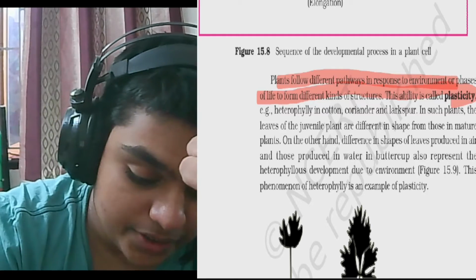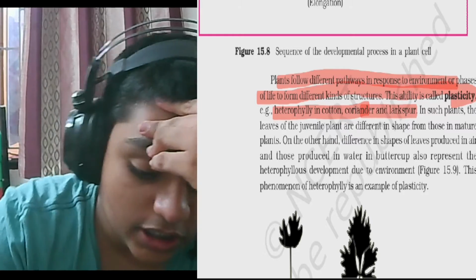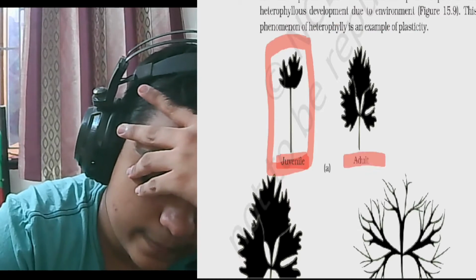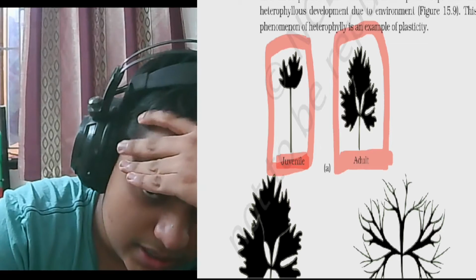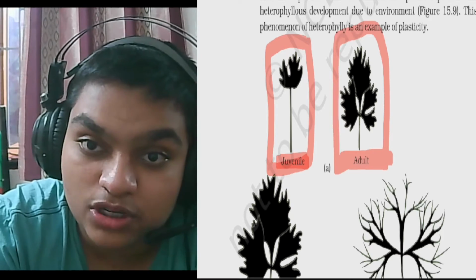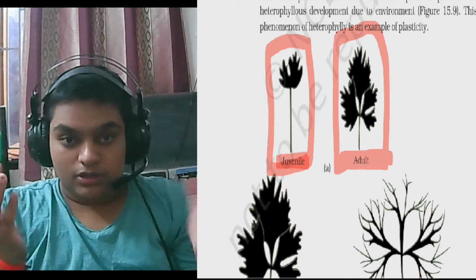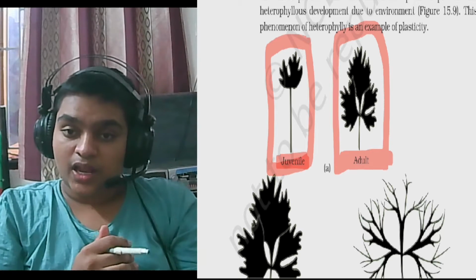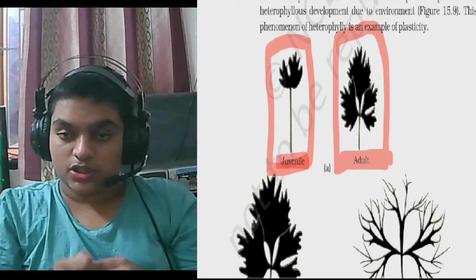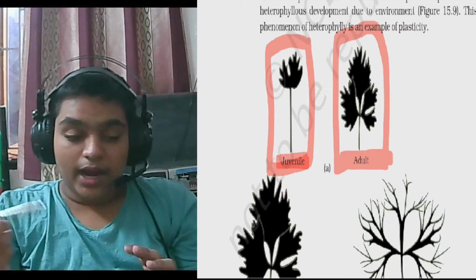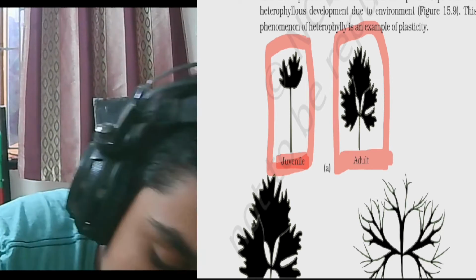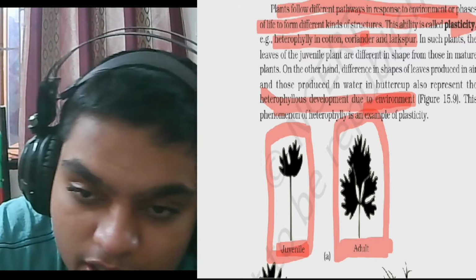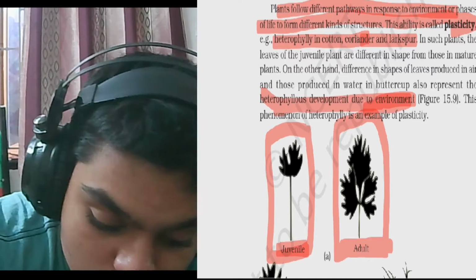For example, heterophylly in cotton, coriander and larkspur. Here the juvenile leaves are like this, and the adult leaves are like this. They are showing plasticity. They can form different forms of life in order to respond to various stimuli, and this development can also be seen in response to the environment.